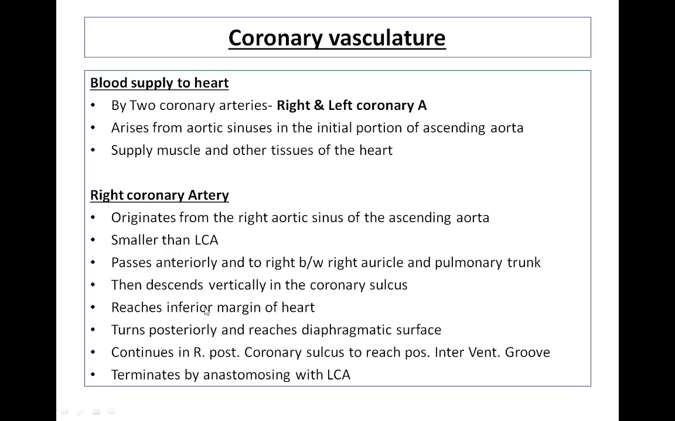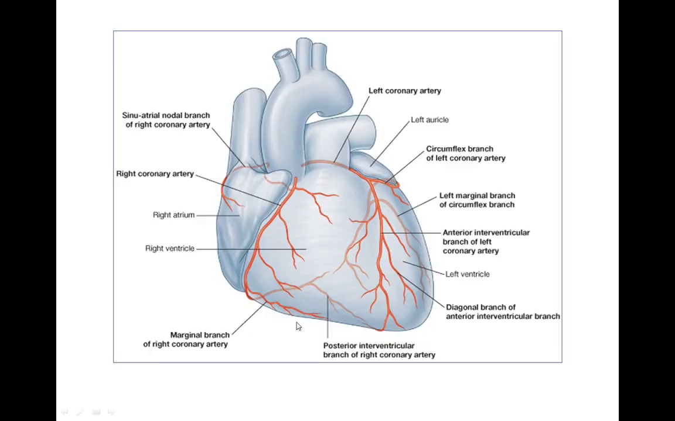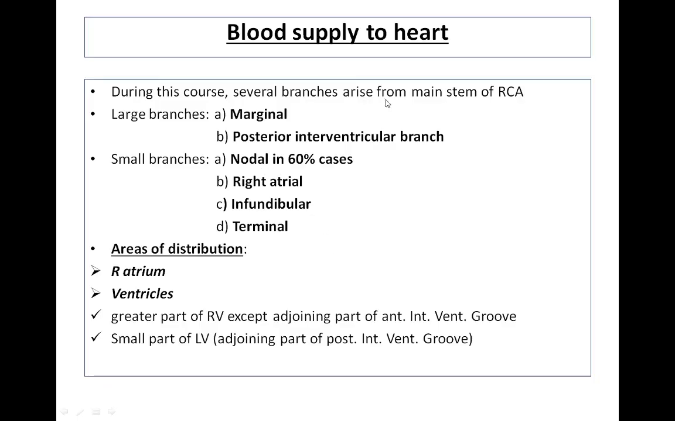Now here it reaches the inferior margin of the heart, turns posteriorly, reaches the diaphragmatic surface, continues in the right posterior coronary sulcus to reach the posterior interventricular groove. Then it terminates by anastomosing with the left coronary artery. Here it is going, and this is the branch of the left coronary coming, and here they will anastomose. Clear?